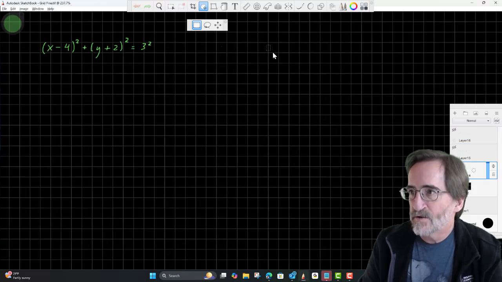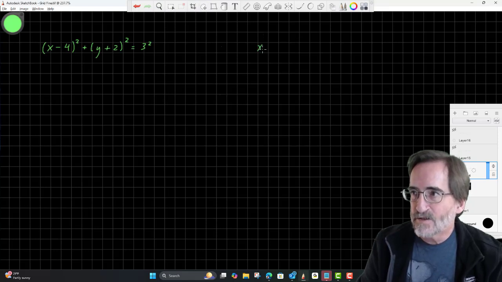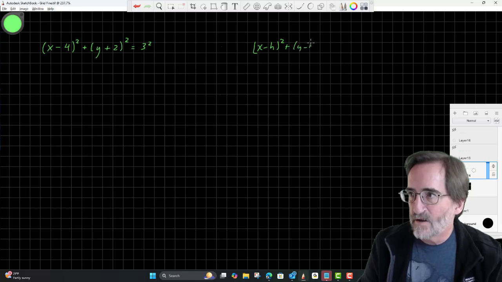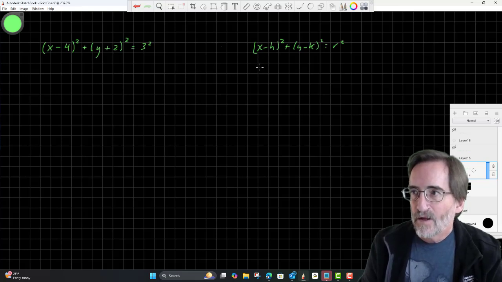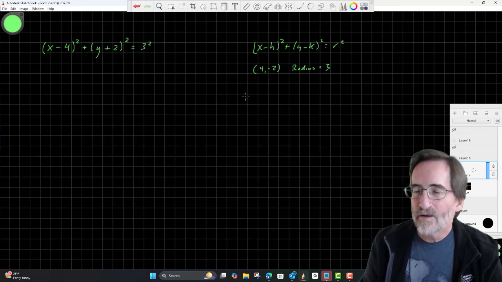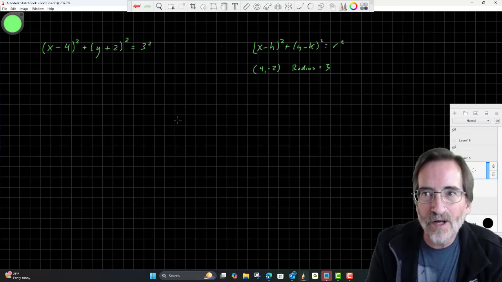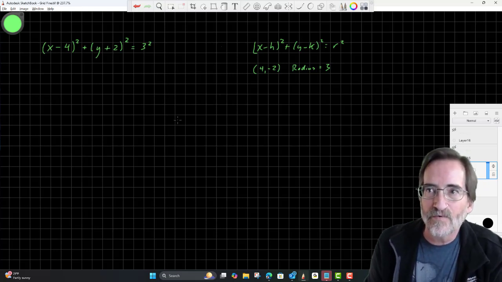x minus h squared plus y minus k squared equals r squared. On the left side I've got the equation for a circle centered at (4, -2) with a radius of 3. But I want to show you that this can be written another way. We can rearrange things so that it turns out a little different here.